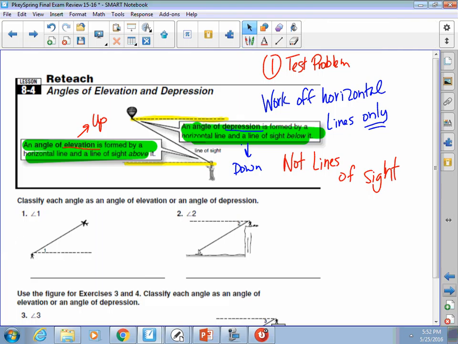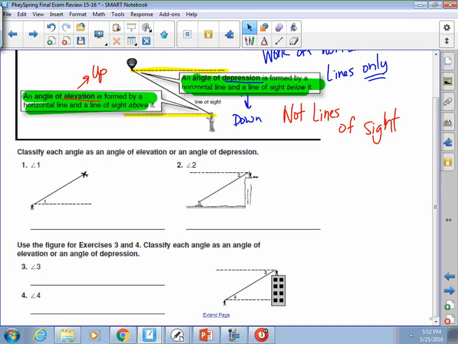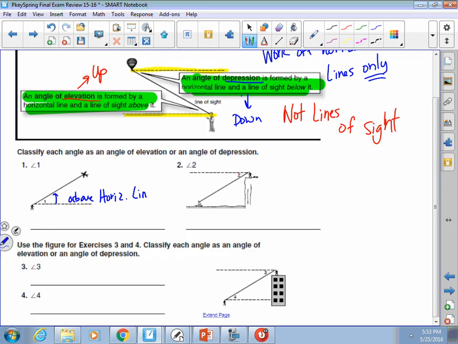So what you're going to be expected to do on your test is to look at a picture. It's going to already be labeled for you and tell me if it's elevation or depression. So like number 1, this is above the horizontal line. So if you look, it's going up, so this would be elevation. 2 is below, so hopefully you see that's depression.